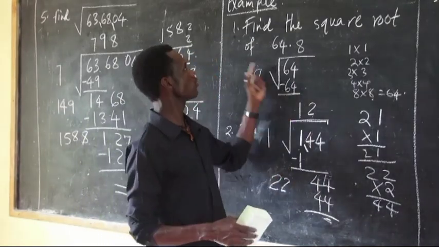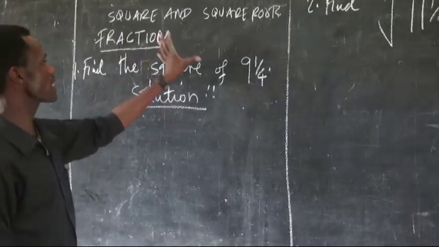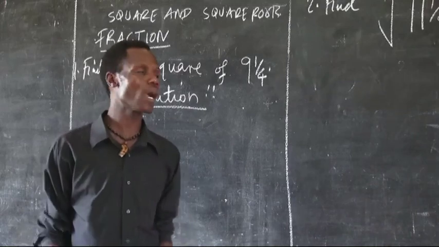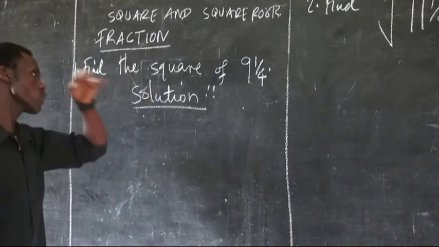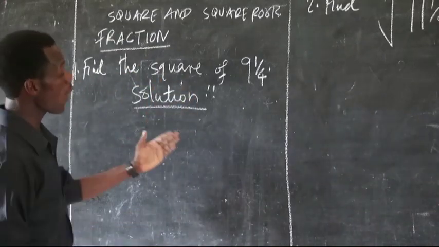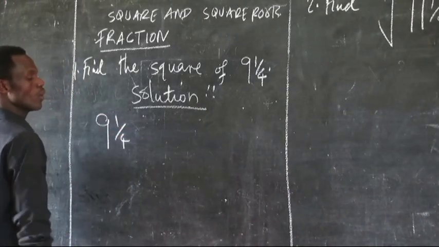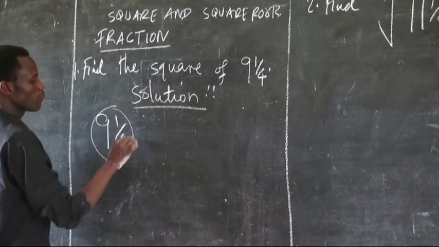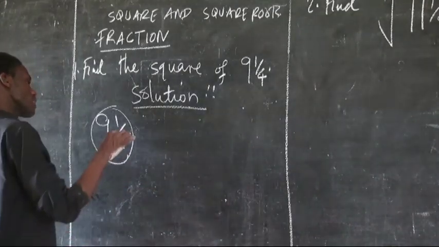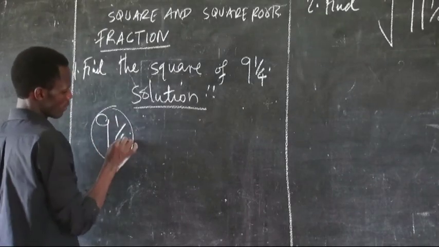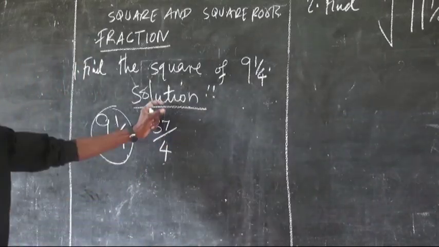Let us see now some slightly different examples in fractions. We have discussed the square root of whole numbers. Now let us talk about the square root of fractions, because they also have a square and a square root. Example: find the square of 9 and 1 over 4. So this is a mixed fraction. But before you do anything, you have to convert it into an improper fraction. That is 4 times 9 plus 1, 36 plus 1 is 37, over 4. Now this is the improper fraction.